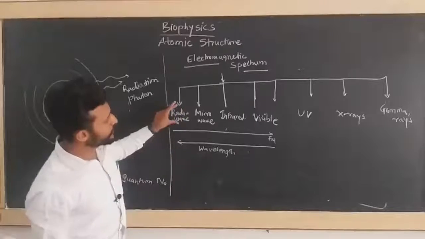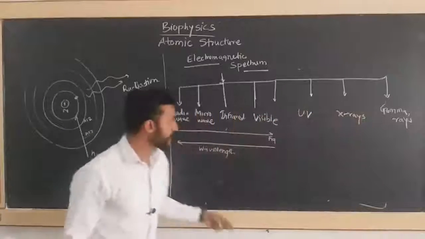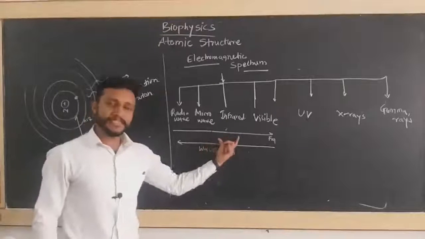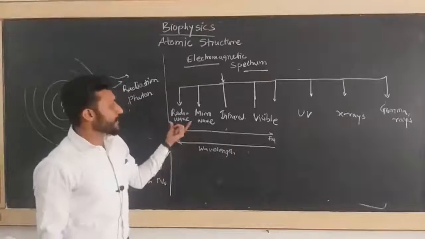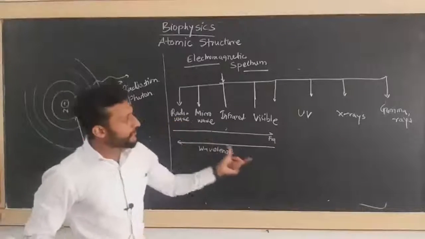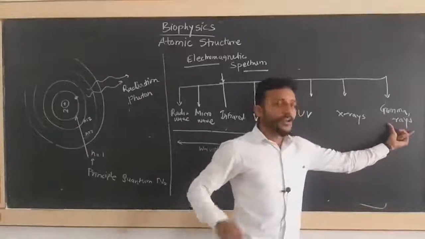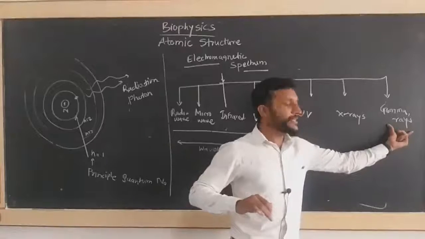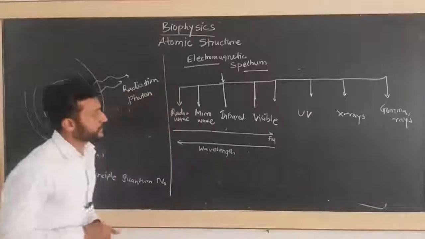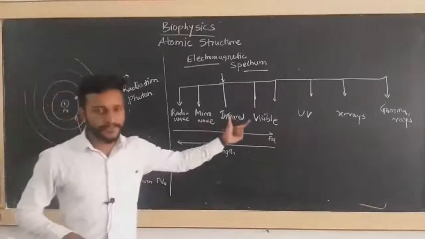So this is the full electromagnetic spectrum having different radiations according to their different frequencies and wavelengths. Radio waves have the longest wavelength or lowest energy, while gamma rays have the shortest wavelength radiations or highest energy and frequency.